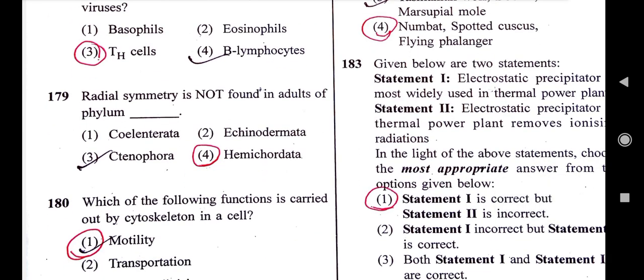Question number 179. Radial symmetry is not found in adults of phylum. Option 4 is the correct option, Hemichordata. Option 1 Coelenterata. Option 2 Echinodermata. Option 3 Ctenophora. So option 4 is the correct option. This question is given from Animal Kingdom, class 11th. Option 4 is the correct option, Hemichordata.